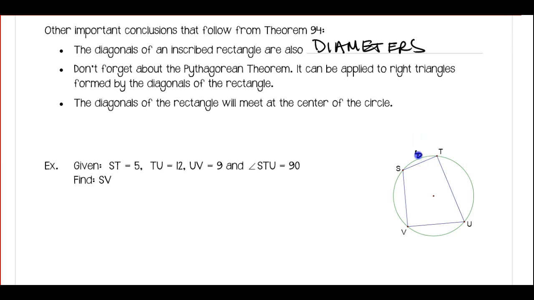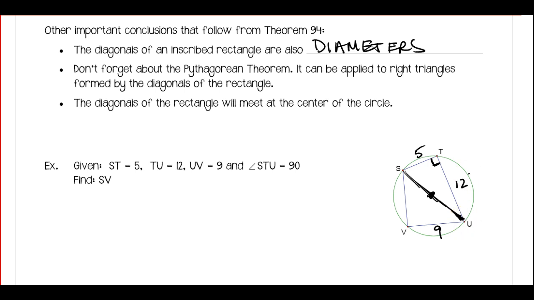All right, so let's take a look at a quick example. I've got that ST is 5, TU is 12, UV is 9, and I also know that angle STU is 90 degrees. We like that this is 90 degrees because now we have a right angle inscribed in a circle, so it has to be inscribed in a semicircle, which means that if I draw in this segment that connects S and U, I know it's going to have to go through the center, because if I can inscribe a right angle in a circle, again, it's got to be inscribed in a semicircle.